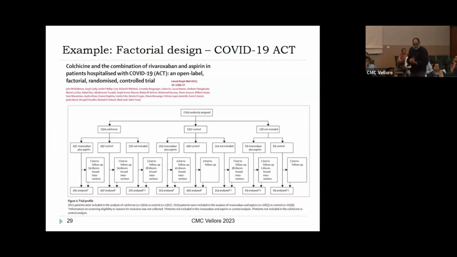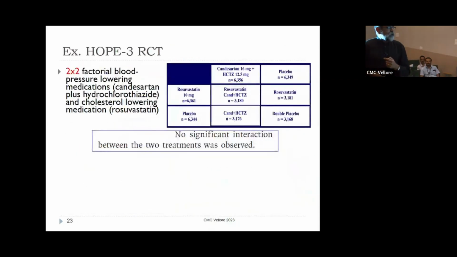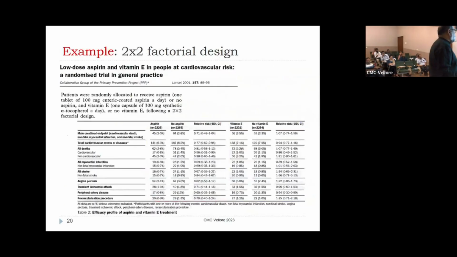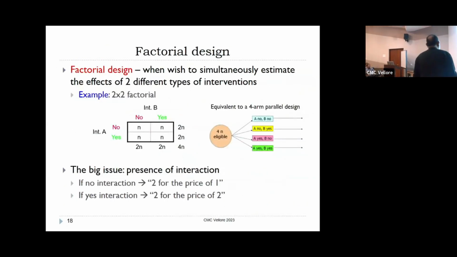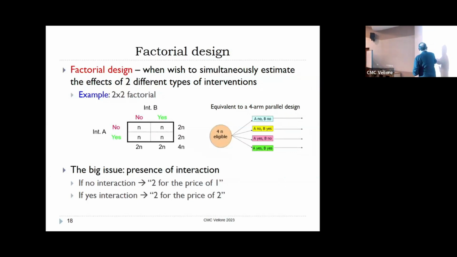So that means that if there is an interaction, then you're not getting the benefit of 2 for the price of 1, right? Because if I have no interaction, then I can see the effect of A by studying these 200 people and 200 people. And I can also answer a separate research question, what is the effect of B, by studying these 200 and these 200. So by the same study of 400, there's one study, I'm answering 2 questions, the question of A and the question of B.